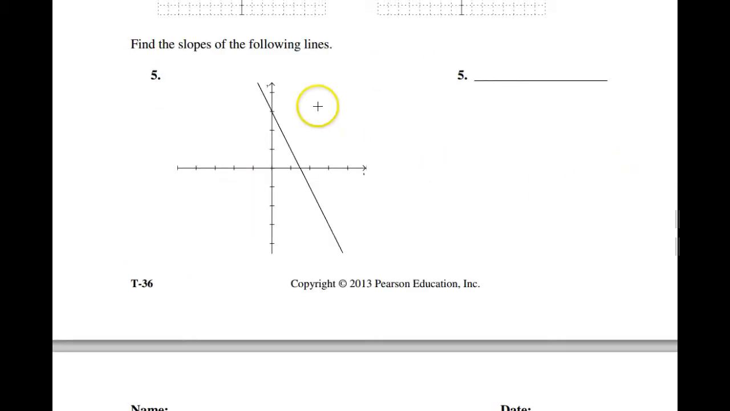Okay, as we look at this one, they're asking us to find the slope of this line. Well, notice that it starts high and it goes down. There's a kind of a little problem here because it's not going through a grid mark here. But notice what we can do. We can cut these in half now. Now it's going through a grid mark. So we're looking for M, which is Y units over X units, or rise over run.